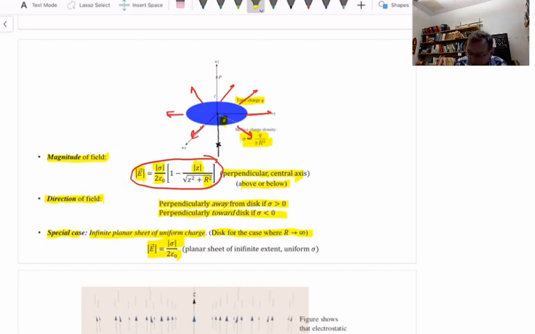Notice that this formula for E in this special case doesn't depend on z. There's no z in here. The field magnitude is the same no matter how far away from the sheet you are. That means you get what's called a uniform electric field. It's the same everywhere. It doesn't get any weaker if you go farther away, if it truly is an infinite sheet.